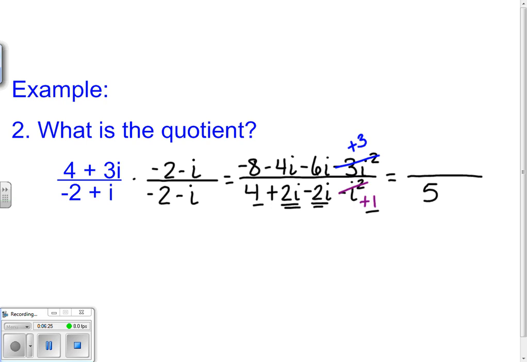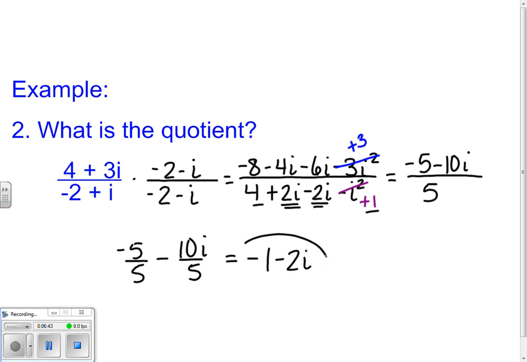Reals first, -8 plus 3 is -5. -4i minus 6i is a -10i. I'm going to uncommon denominator. I've got -5 over 5 minus 10i over 5, which all reduces to -1 minus 2i.